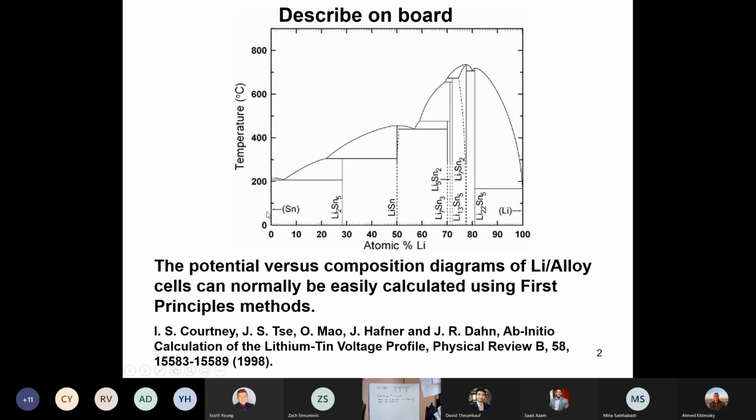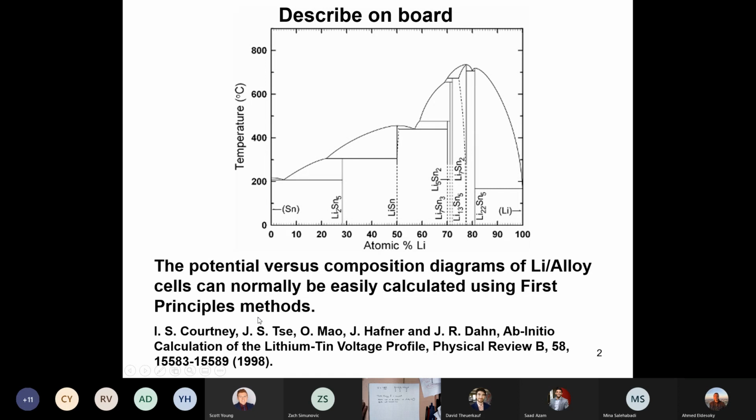Yes. Yep. And then as you add lithium at room temperature, you move horizontally across this phase diagram, adding lithium as you go, right? So what should the voltage composition curve look like? Well, you can measure it, but can you also calculate it?